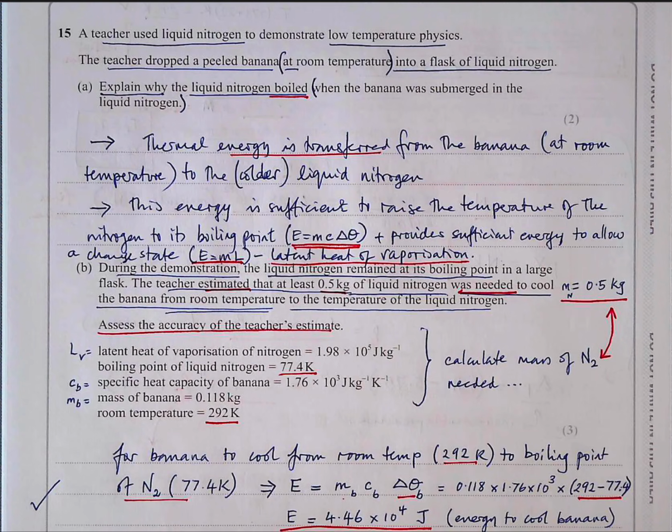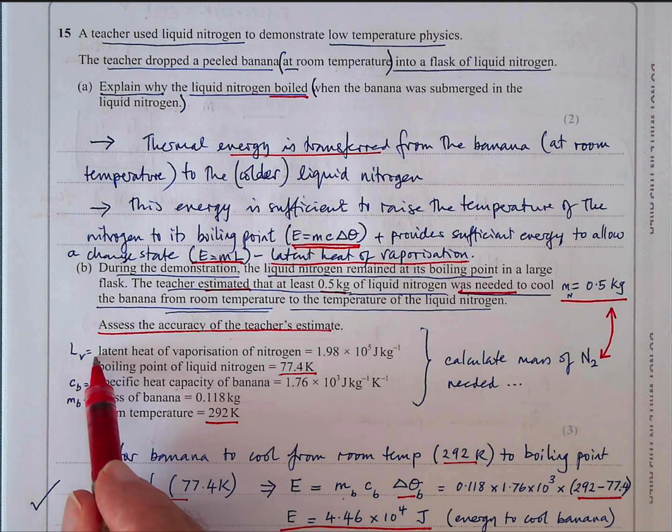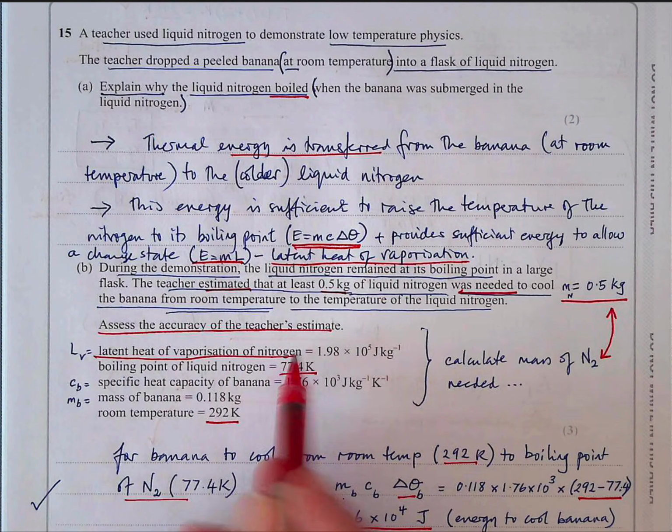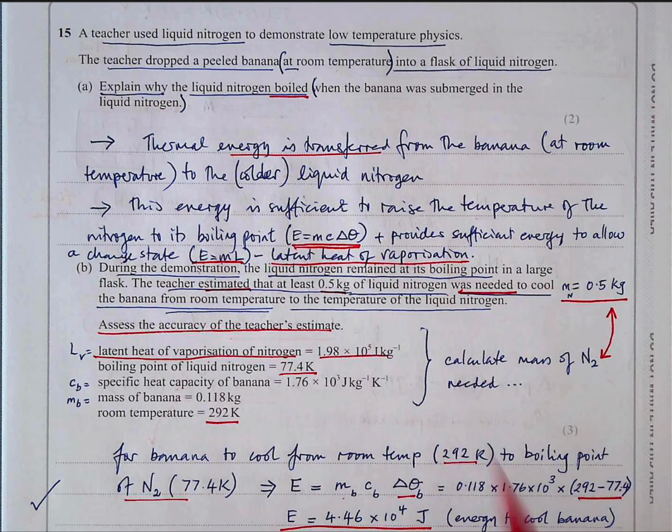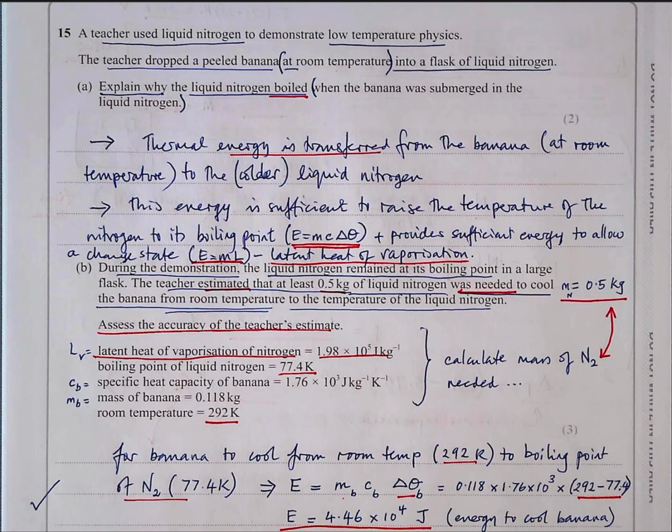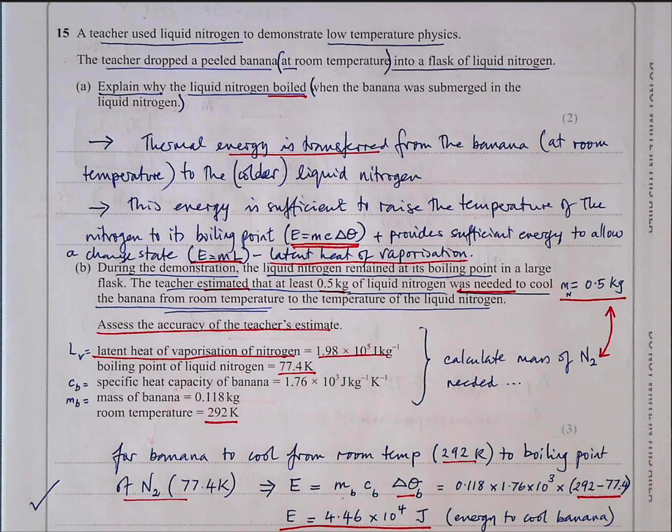So this is the energy, and this is the mass of the nitrogen. Is the mass given to us? No, we're working it out. They've given us the latent heat of vaporization of the nitrogen as 1.98 times 10 to the 5. So we want to work out the mass of nitrogen. We use the energy needed divided by the latent heat of vaporization that they've provided, and we work out the mass of nitrogen required is only 0.225. This shows the teacher overestimated.